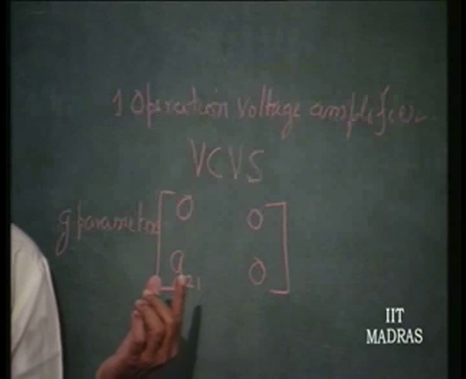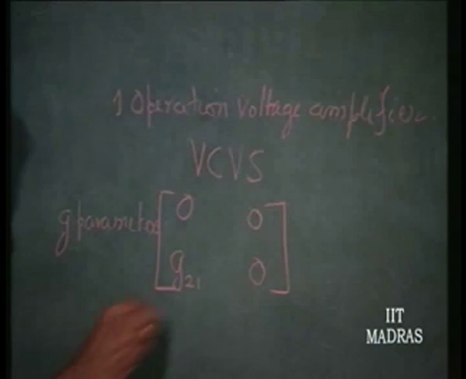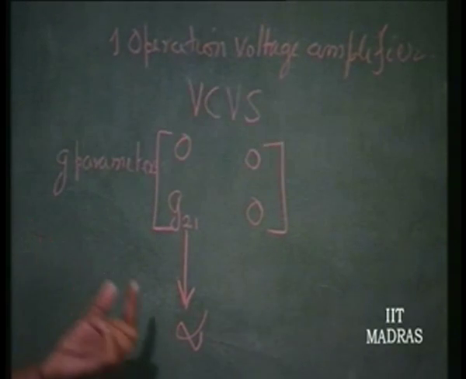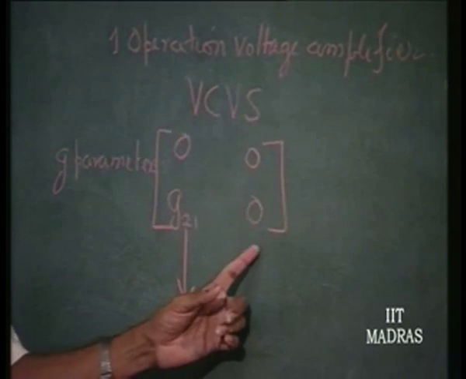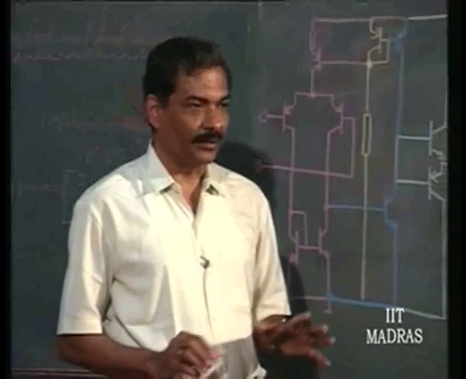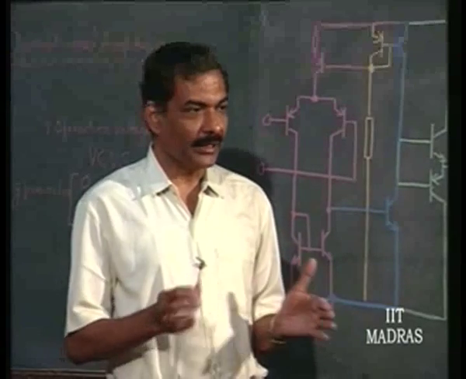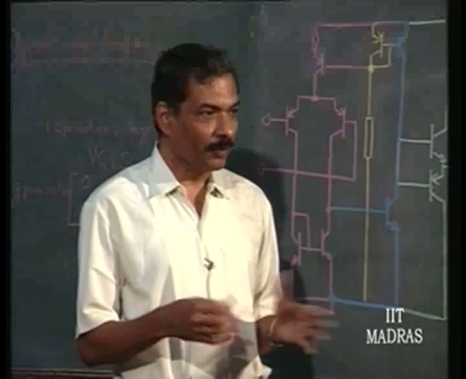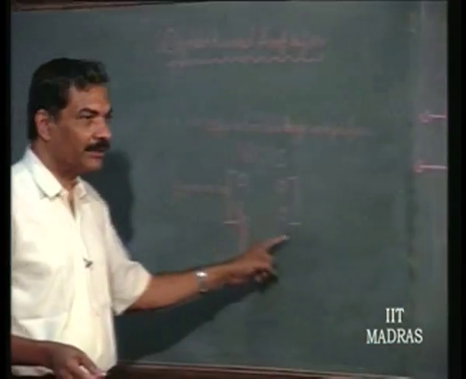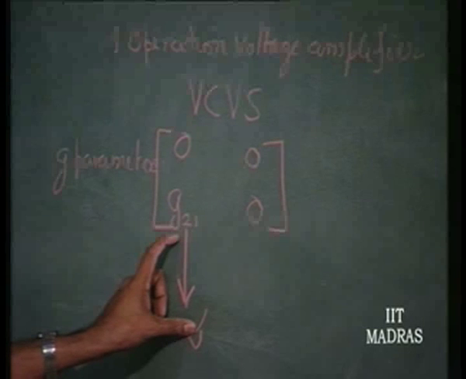In which, if it is to become an operational voltage amplifier, G21 has to go towards what? Infinity. So, G21 tending towards infinity and all these three other parameters tending towards 0 is the characteristic feature of an operational voltage amplifier. That is the starting point. And here we do not want to get it by means of feedback. This should be an open loop configuration which is just realized, such as to make these parameters go towards 0 and this parameter alone go towards infinity.